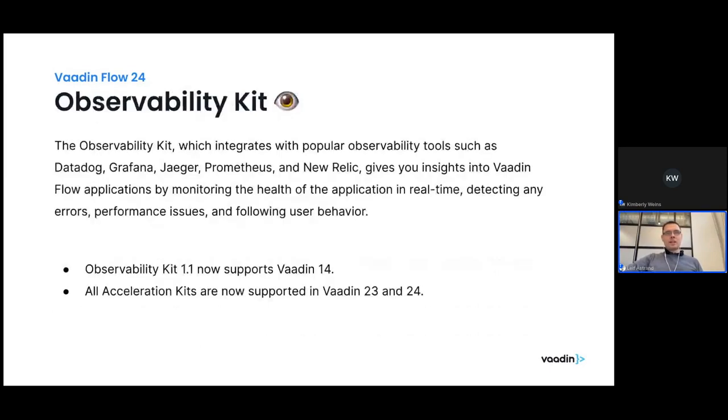Finally, the last Flow-related feature we have is an update to the observability kit. This is quite a new addition that we made. It lets you integrate and plug in with observability tools like Datadog, Grafana, Jaeger, Prometheus, New Relic, and so on, to give specific data about what goes on in the Vaadin part of your application.